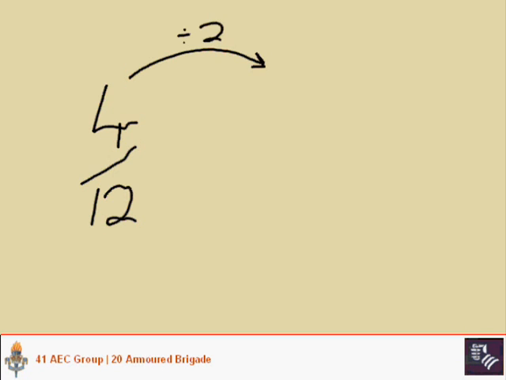We can work backwards from that equation. So if we start with 4/12 and divide it by 2, we'd end up with 2/6. The size of the fraction is not altered when you multiply or divide the numerator and the denominator by the same number.